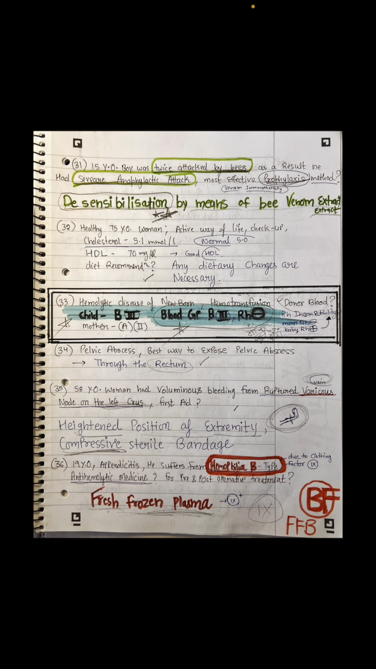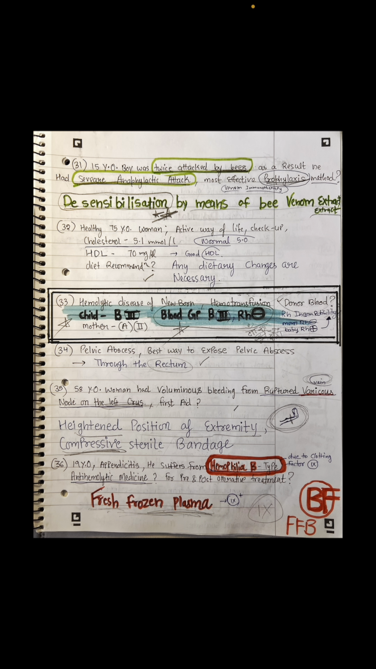Next is a 58-year-old woman who has voluminous bleeding from the ruptured varicose node in the left crus. So she is having a ruptured varicose vein. So what are you going to do, sir? Heighten the position of the extremity so that there will be better venous return instead of the blood loss, and a compressive sterile bandage. So this is the case of ruptured varicose vein.